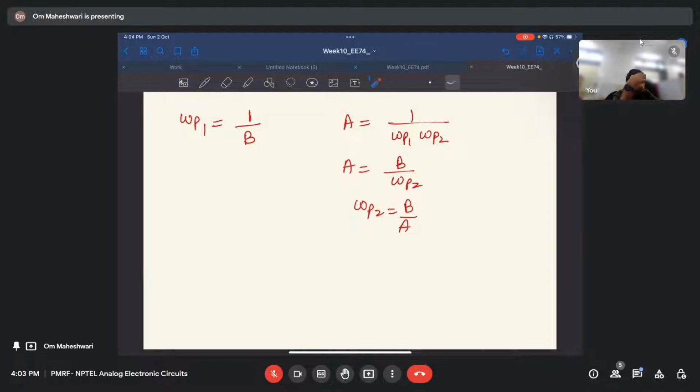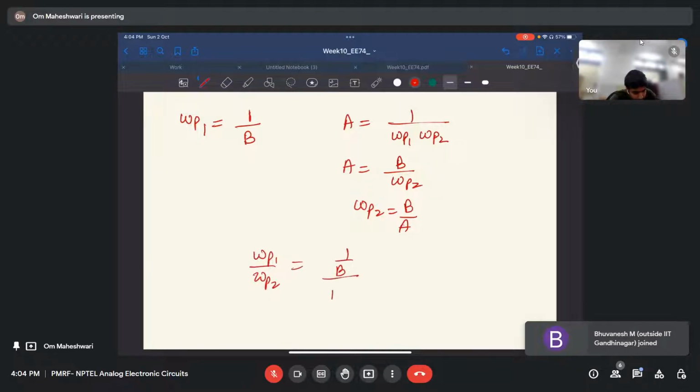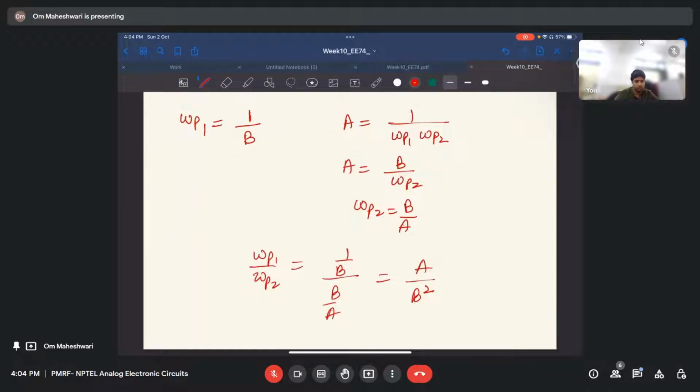So what will be the ratio? What is the ratio of the two poles? Okay, so the ratio will be simply omega p1 by omega p2, or the opposite of that, I'm not sure. So 1 by b divided by b by a gives a by b square maybe. Or if it is omega p2 by omega p1, it will be b square by a. So whichever is greater than 1 will be the answer. So you have to find these or this.